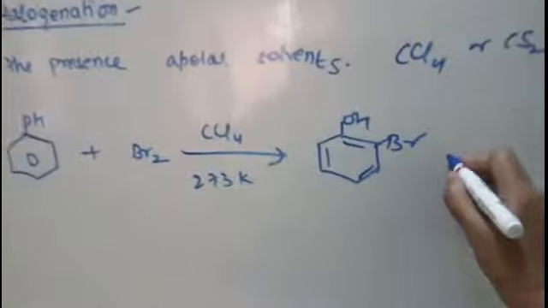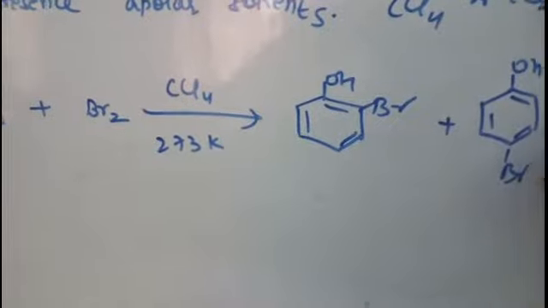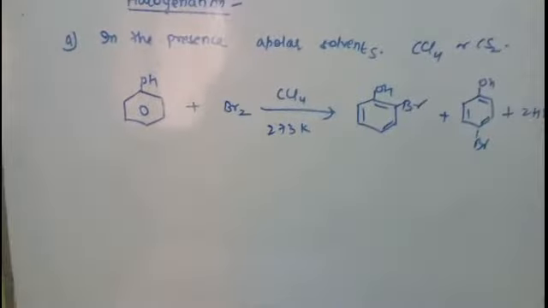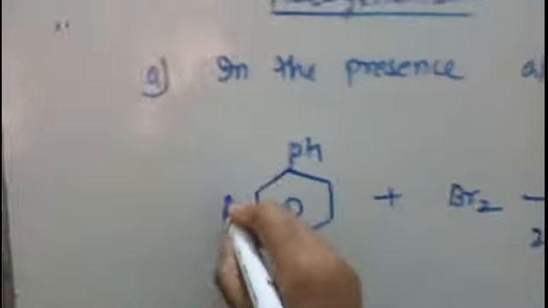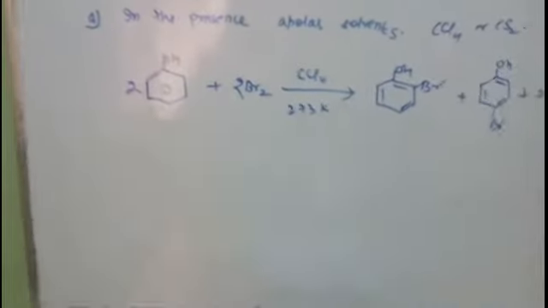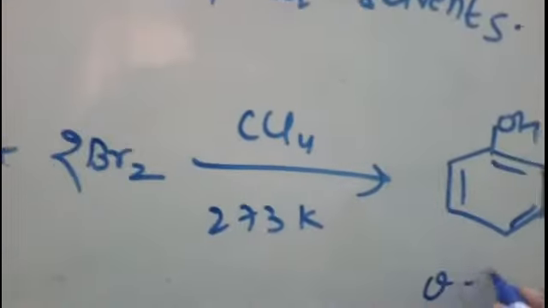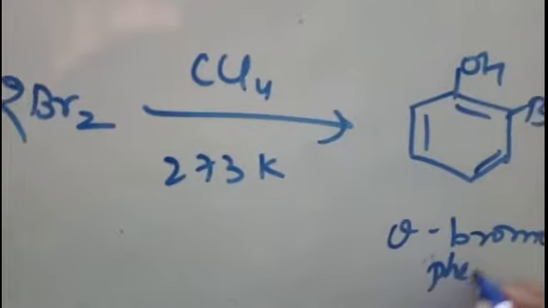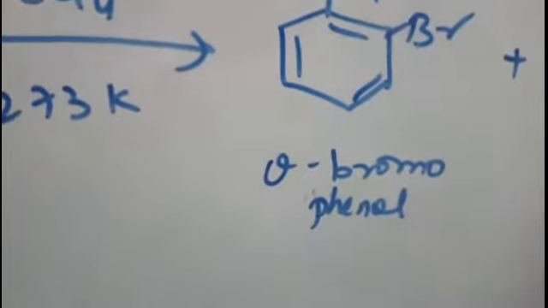You will get orthobromophenol and parabromophenol. Similarly, the major will be the para product and the minor will be the ortho product. So mono substitution will take place, right? We will take bromine twice to balance it. So in this way, when phenol is treated with bromine in the presence of carbon tetrachloride at a lower temperature, this is orthobromophenol and this is parabromophenol that is formed.